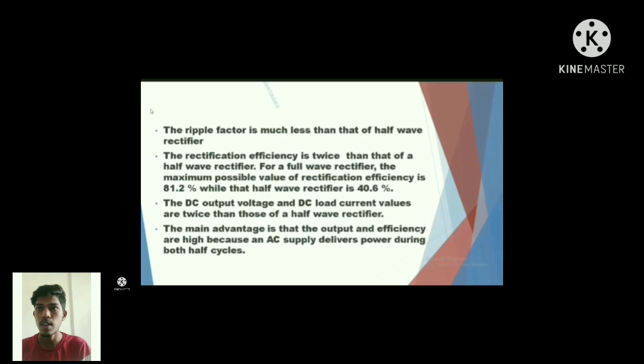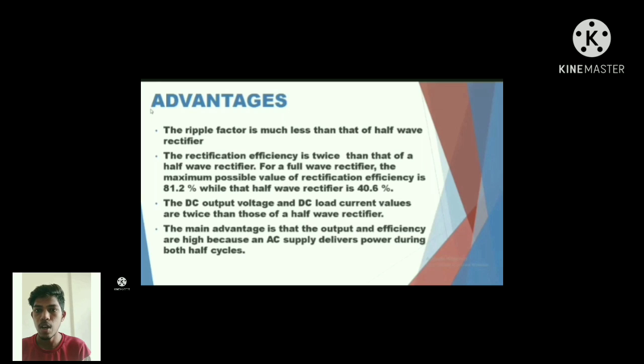Advantages. The ripple factor is much less than that of a half wave rectifier. The rectification efficiency is higher than that of a half wave rectifier. For a full wave rectifier, the maximum possible value of rectification efficiency is 81.2%, while for a half wave rectifier it is 40.6%. The DC output voltage and DC load current values are higher than those of a half wave rectifier. The main advantage is that output and efficiency are high.